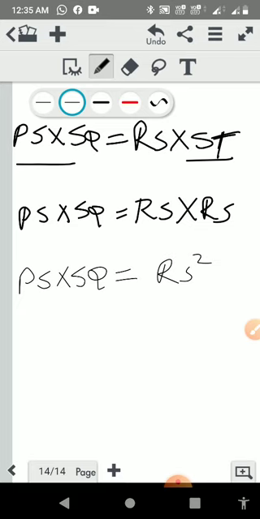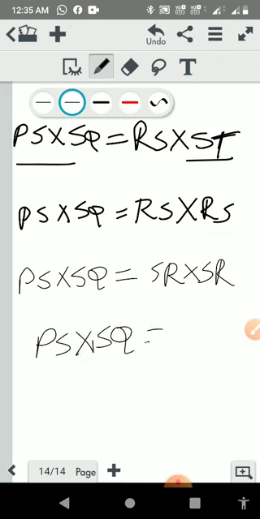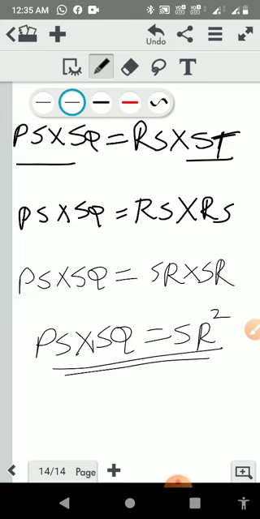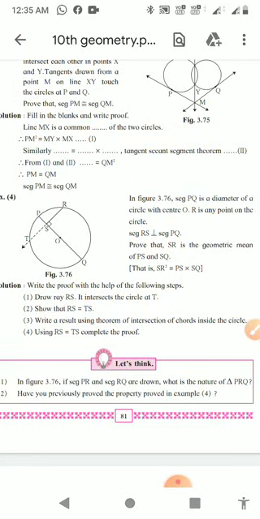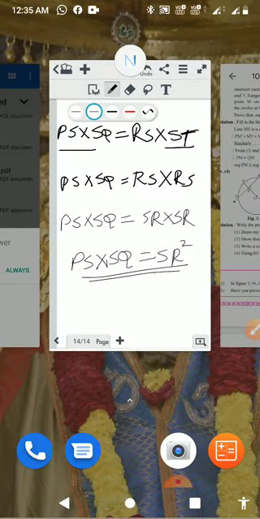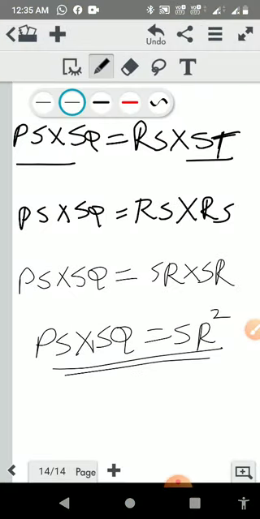Or I can write RS as SR, SR into SR. So this becomes PS into SQ equal to SR square. And if we see our question, this is what we have to prove: SR square equals PS into SQ. That is, we can say that SR is the geometric mean of PS and SQ, according to the geometric mean theorem. So in this way you can use the simple steps and solve this problem.